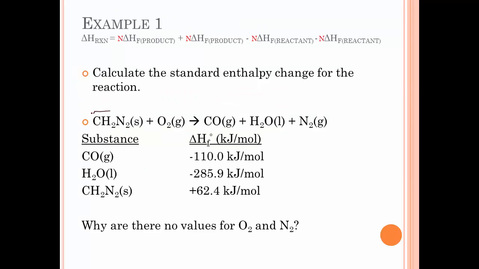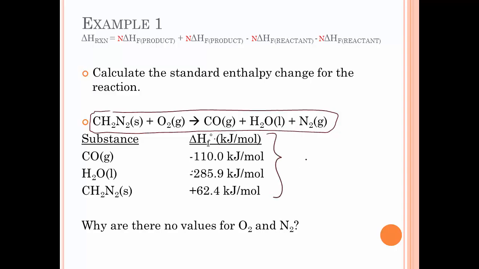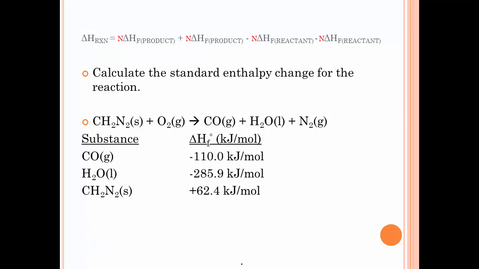So we have this chemical equation here with CH2N2 reacting with oxygen to form 3 products: carbon monoxide, liquid water, and nitrogen. So first we look at what we're given. We have the table of data given to us right here. And notice that it's only 3 out of the 5 chemicals. Nitrogen and oxygen don't have values, again, because they're 0 because they're elements. So let's work this out. So this one's going to be 1, 2, 3 products and 2 reactants.